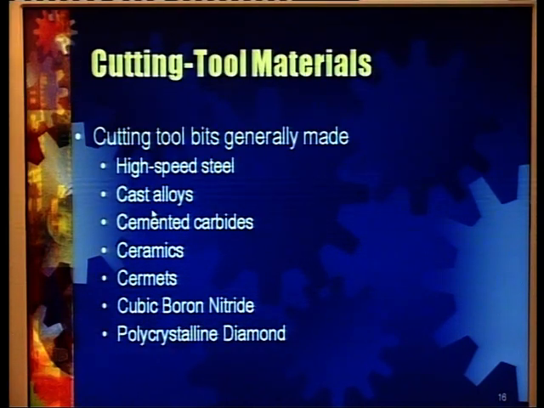The second type of material which is normally used is cast alloys. The cemented carbide tools that I have shown you in the previous slides are also very widely used for industrial purposes. Ceramic tools, cermet tools, cubic boron nitride tools and polycrystalline diamond are also sometimes used for machining harder surfaces which cannot be machined using these conventional materials.